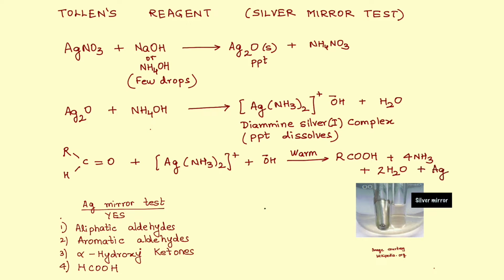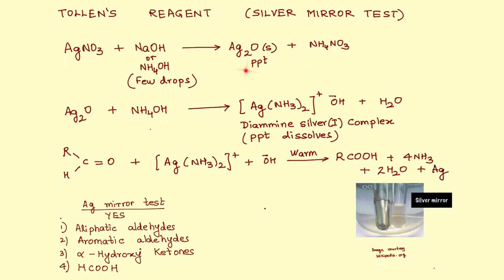Now, to understand the details of this process, what is Tollens reagent? You take a solution of silver nitrate, because Tollens reagent is actually freshly prepared in the laboratory. They won't keep it for long because it gets oxidized. So freshly prepared silver nitrate solution, we add a few drops of an alkali, usually sodium hydroxide or ammonium hydroxide, few drops. Now when we add a few drops, this gets converted into silver oxide, a black precipitate.